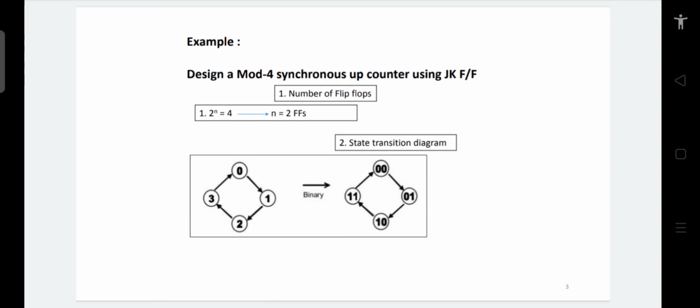From that state, if you apply the first clock pulse, the circuit should move on to the next state, called 1. On the second clock pulse, it moves to state 2, and then later to state 3. When the fourth clock pulse appears, it moves again to the initial 0 state, and it keeps on repeating these states. If the circuit is capable of doing this, it is called a mod 4 counter. And if all the flip-flops you are using are clocked simultaneously, it is called a synchronous up counter.